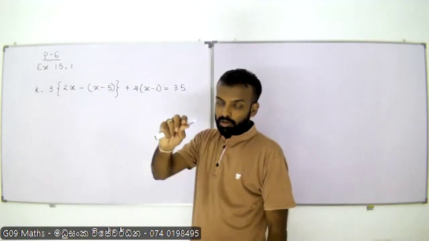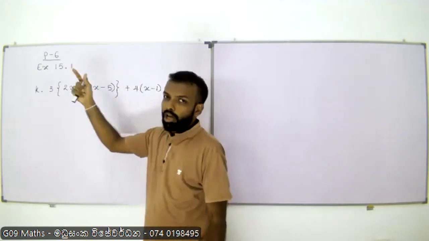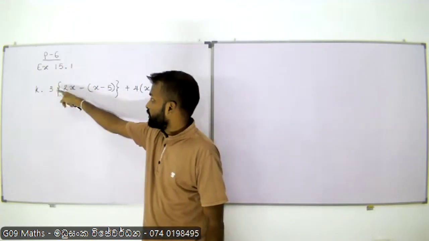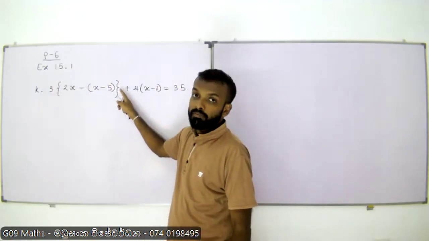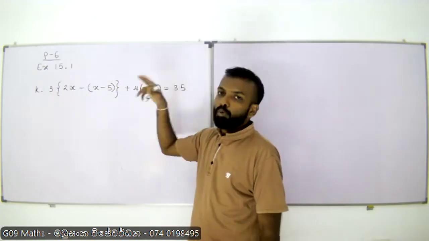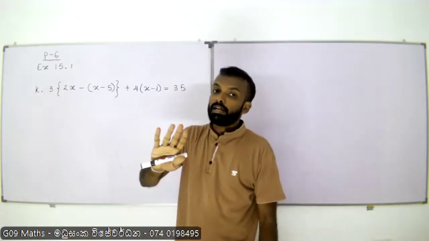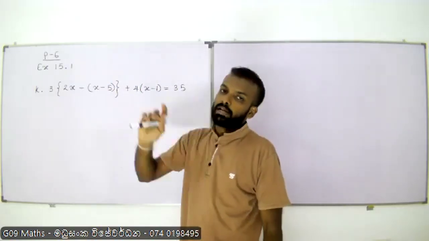Correct? So you cannot use the vanishing method here. That means you cannot vanish anything. If the curly bracket ended up from here, then you could divide both sides by 3. But you cannot apply it here now. So I am going to remove the brackets.